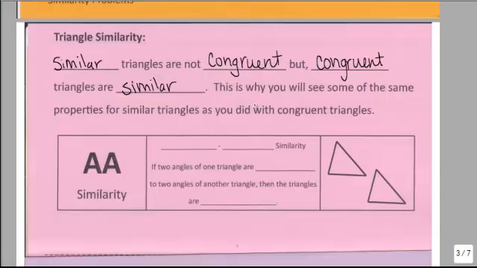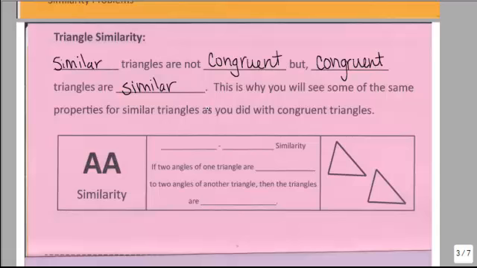Similar triangles are just dilated triangles. So if you take a triangle and you dilate it by half, and you split all the sides of that triangle into a half, you will have a triangle that's half the size of the original. If you multiply all the sides of a triangle times 2, then you will have a triangle that is double the size of the original. That's how we get similar triangles.